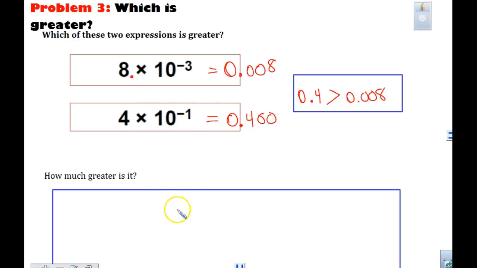So we are going to subtract. How much greater? We're going to take our larger one, the 0.4, and we are subtracting the 0.008. Decimal subtraction, you guys did last year quite a bit of decimal operations. If we are subtracting that, we're gonna have 0.392.